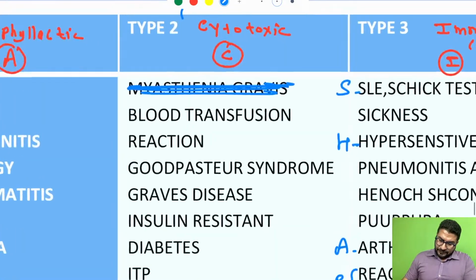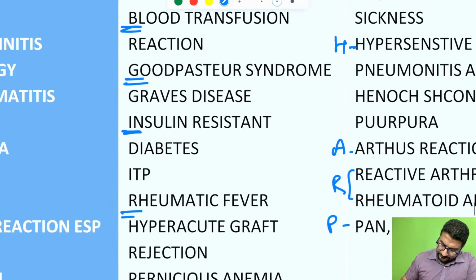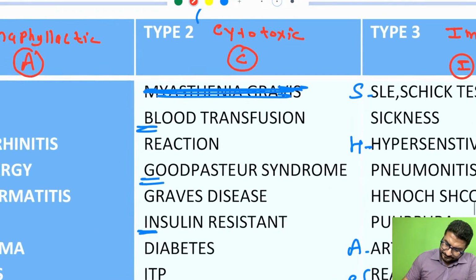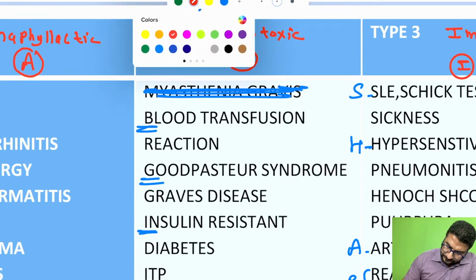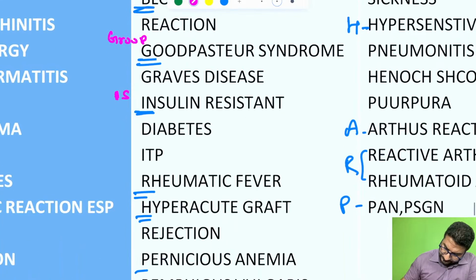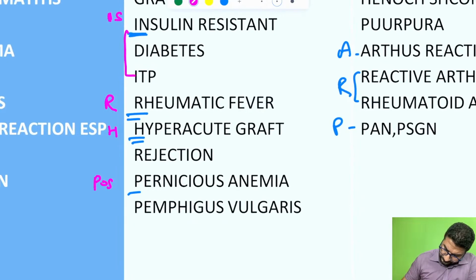अब टाइप 1, टाइप 2 उसको देख लो. टाइप 2 कैसे याद रखोगे? यू कैन रिमेंबर लाइक ब्लड ग्रुप इज RH पॉजिटिव. So how we can remember this? Blood group is RH positive.